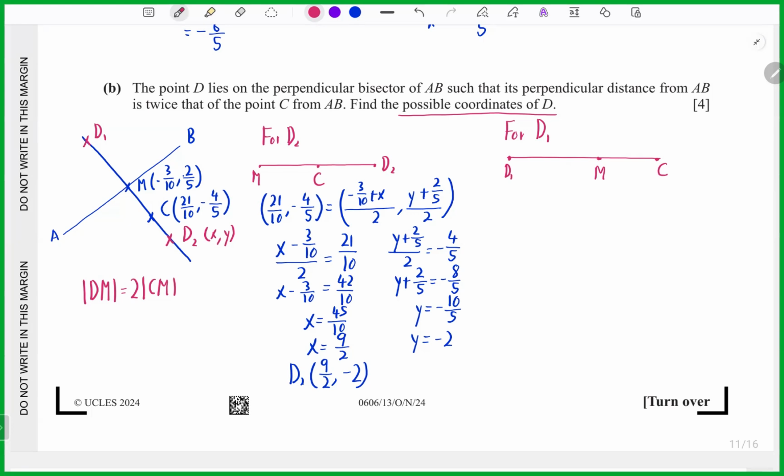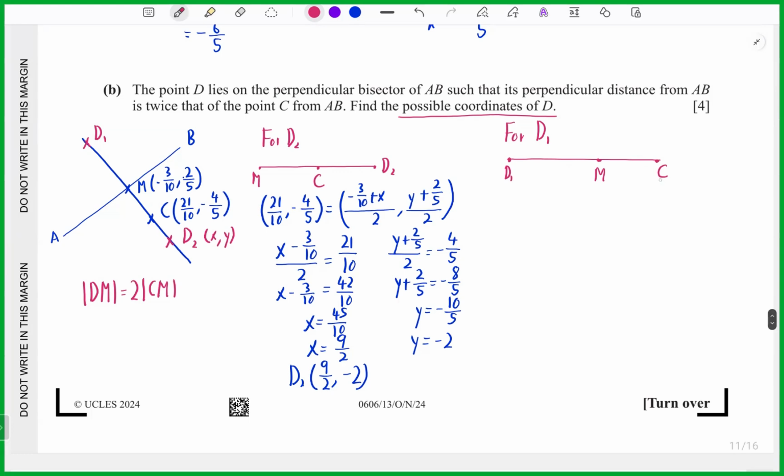Okay, this time you see again, the C is quite far, right? Because the question already says DM equals 2 times CM. So, wait a minute, DM, this is your distance, right, equals 2 times the distance CM. So the ratio DM to CM equals 2 to 1. So you can write here 2 to 1.